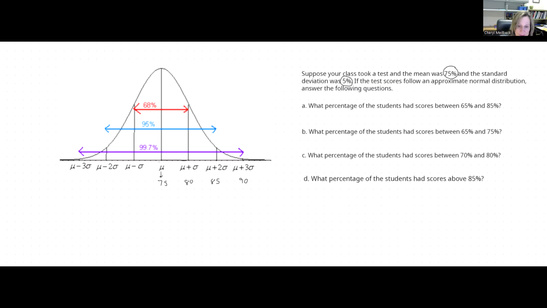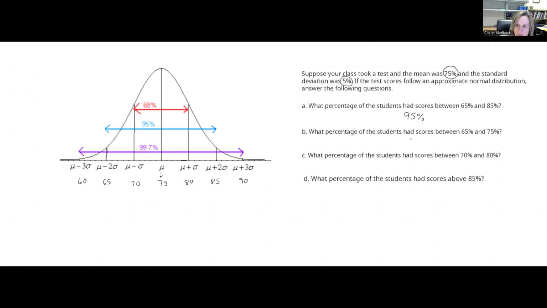If we go below the mean, we're going to subtract a standard deviation to get to this bar. And so we'll be at 70, 65 for two standard deviations, and three standard deviations would be 60. Now let's see if we can answer these questions. It said, what percentage of the students had scores between 65 and 85? Well, 65 is here, and 85 is here. And we know from our empirical rule that 65 is two standard deviations below and 85 is two standard deviations above. So without doing any further work, we can just look at our empirical rule and say 95% of the students had scores between 65 and 85%.